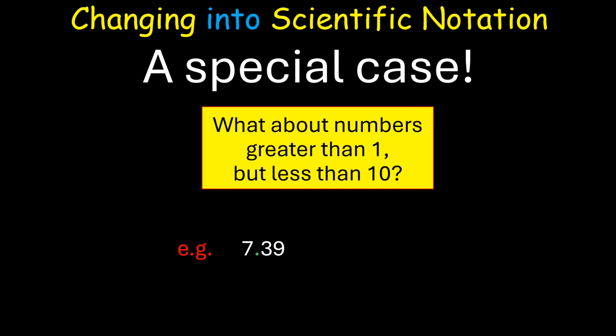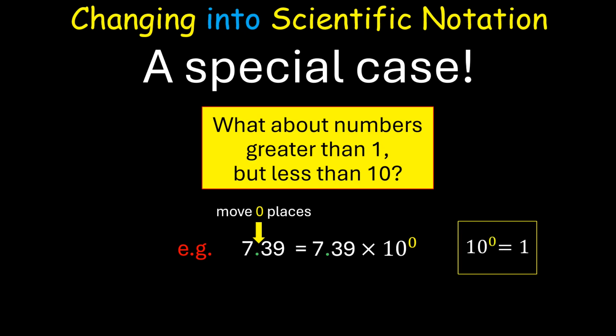For example, 7.39. In cases like this, the decimal point is already after the first non-zero digit, meaning it does not have to move any places at all. Writing it in scientific notation means the power of 10 is 0, like this. Of course, there is no benefit in doing this. Remember, scientific notation is intended for very large or very small numbers. By the way, 10 to the power of 0 is equal to 1. So we really have just multiplied 7.39 by 1.